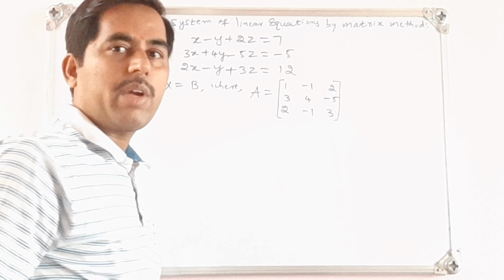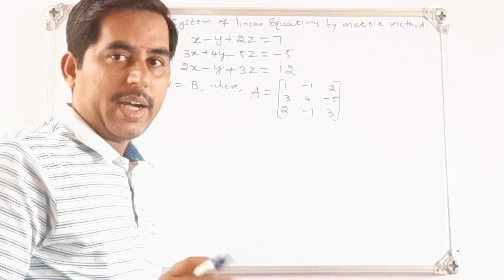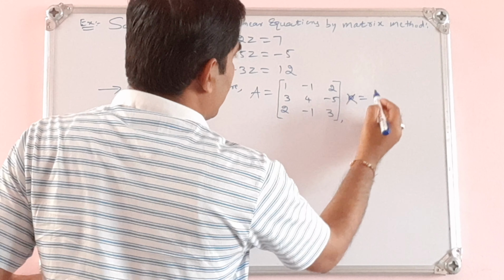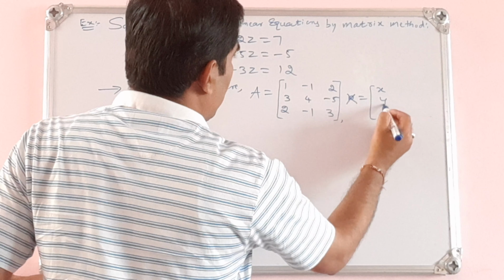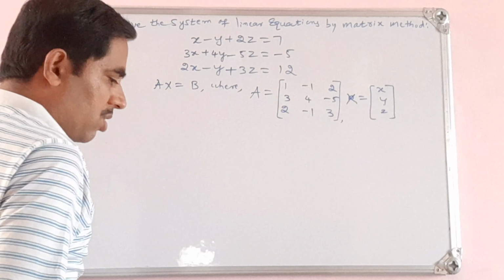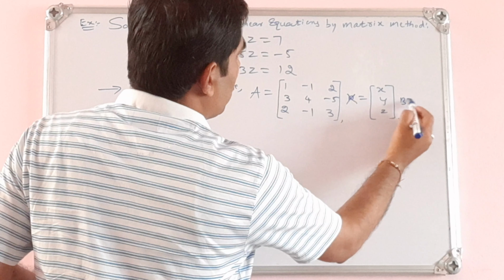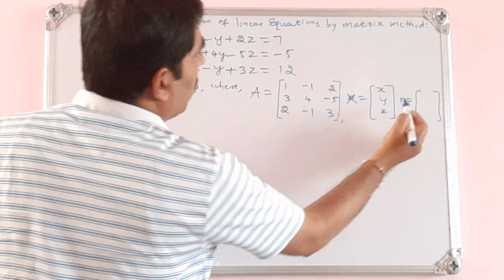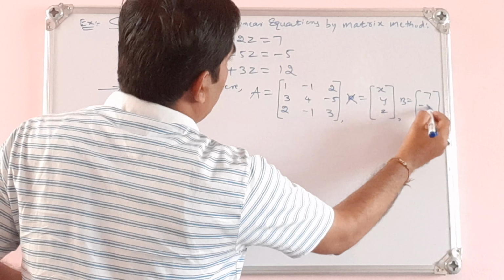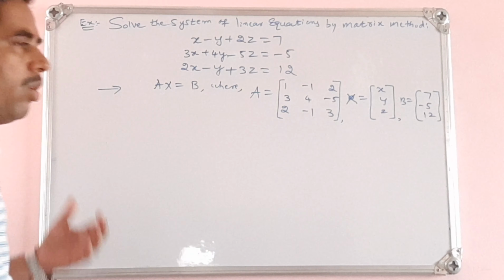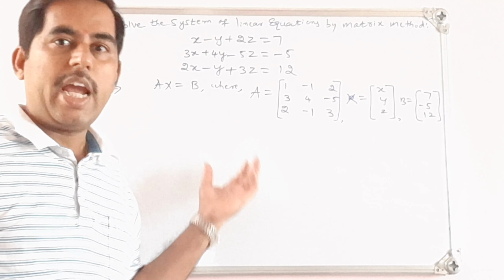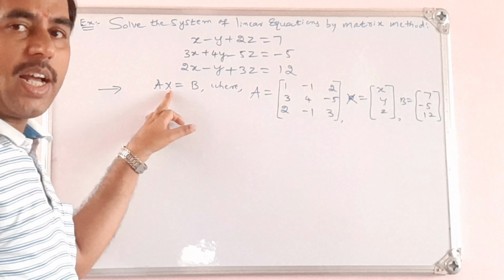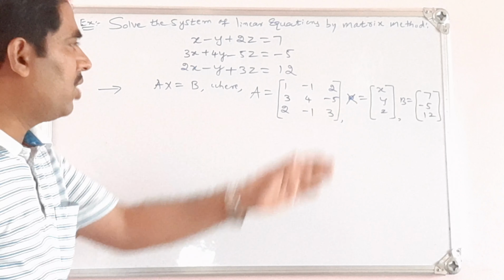Along with this, we have written two column matrices. X is the matrix of unknowns, and B is the matrix which contains the constants, that is 7, minus 5, 12. So these are the three matrices A, X and B, and this system of equations can be written as AX is equal to B.